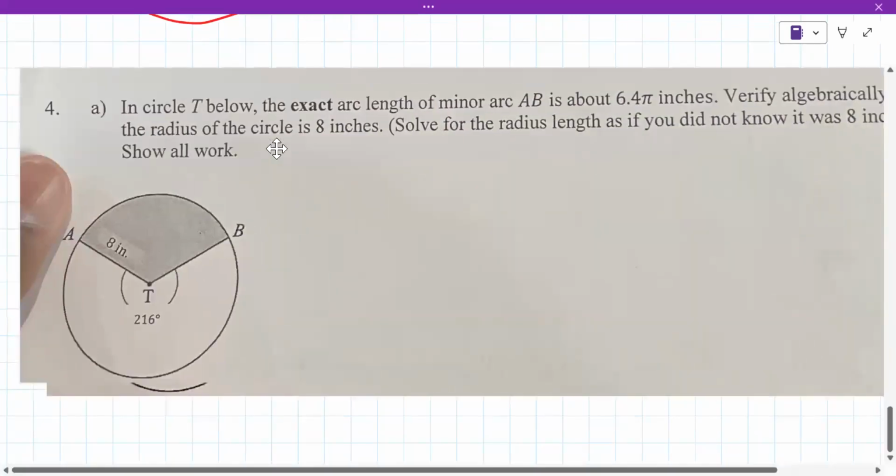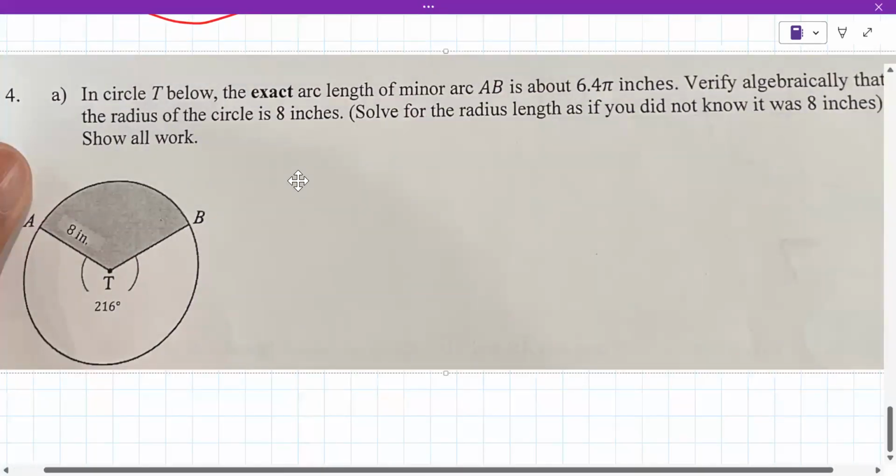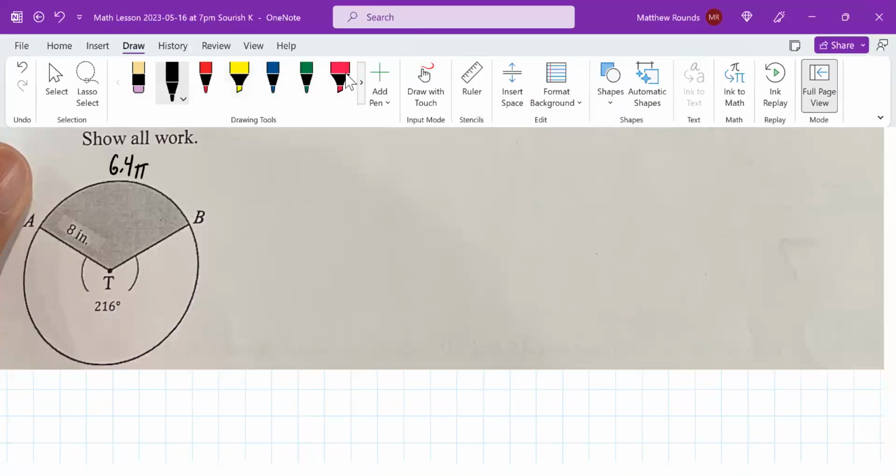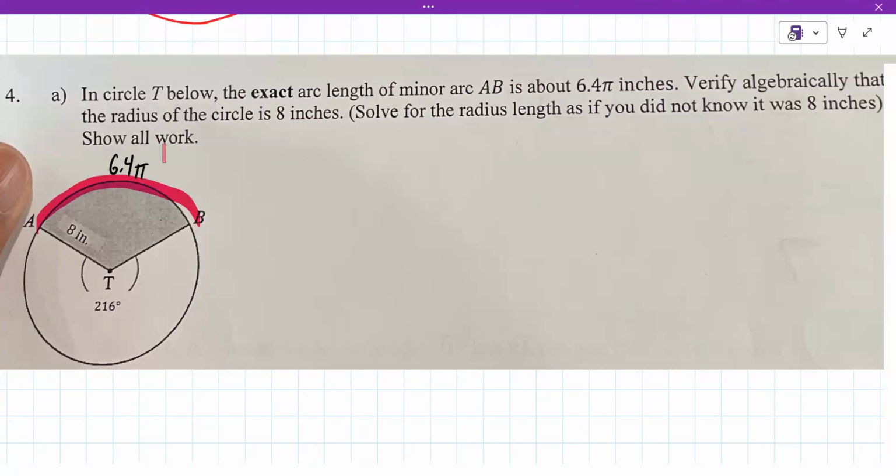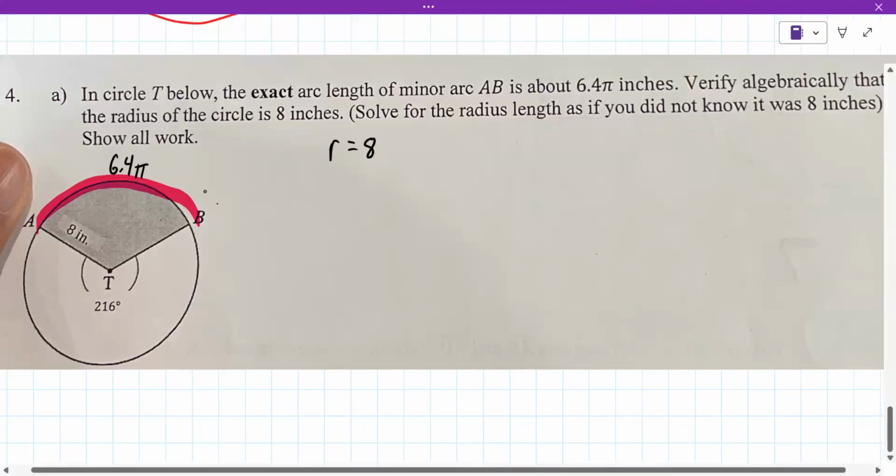All right. In circle T below, the exact arc length of minor arc AB is about 6.4 pi. So they're saying the distance from A all the way around to B is 6.4 pi. And they want you to determine that the radius is 8 inches. They're saying, show this, okay?